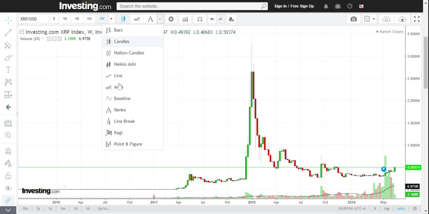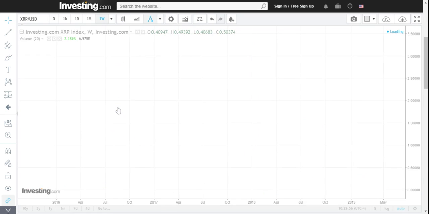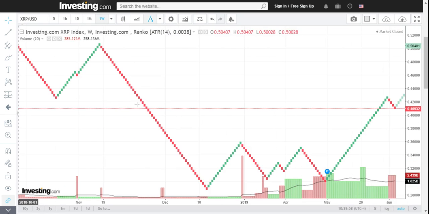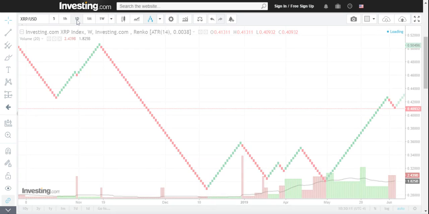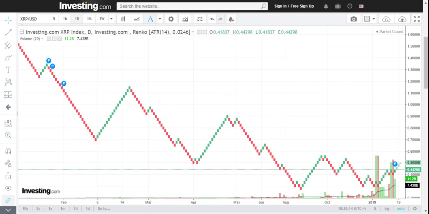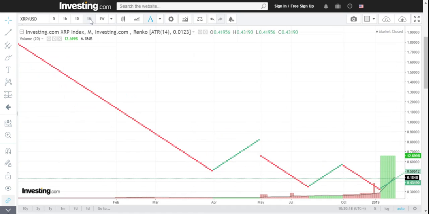The Renko chart is quite useful. What we see here is the weekly chart. Again, we see a series of green Renko, and again the projection is for a continuation of the movement upwards. So this is quite interesting. This is the daily chart. Let's have a look at the monthly chart. As you see here, we have a huge increase in terms of volumes. We have like a wall of volumes.